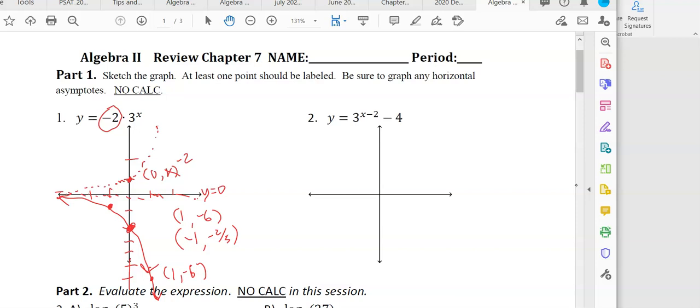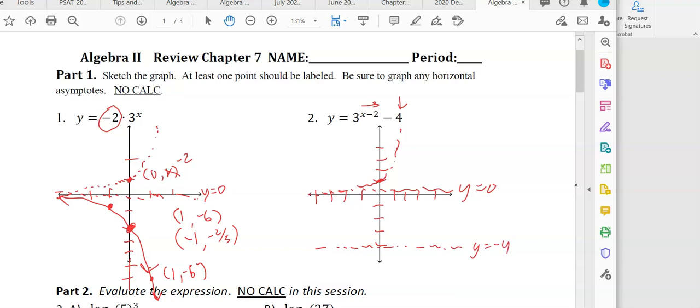Okay, let's try this one. Again, start with the parent graph of 3 to the x, which has asymptote y equals 0. The parent graph goes to (0, 1), goes up pretty quick, something like that. So this one's going to move it to the right 2 and down 4. I always like to move the asymptote first. The asymptote was at y equals 0. It's going down 4, so my new asymptote is y equals -4.